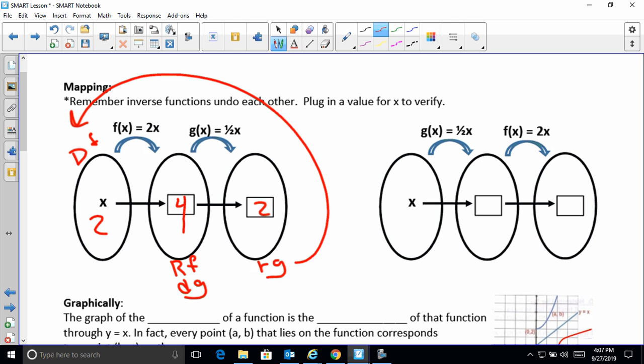Looking at working it the other way around, let's say I put a 2 into g. This is my domain of g now. Put a 2 in, what's 1/2 of 2? That's 1. My range of g.